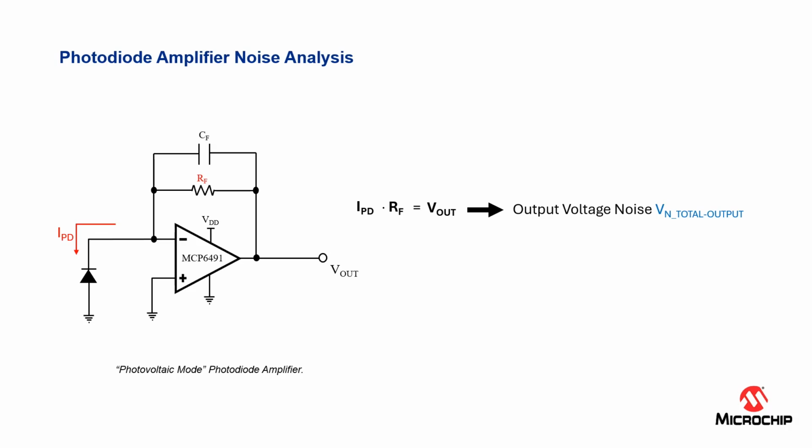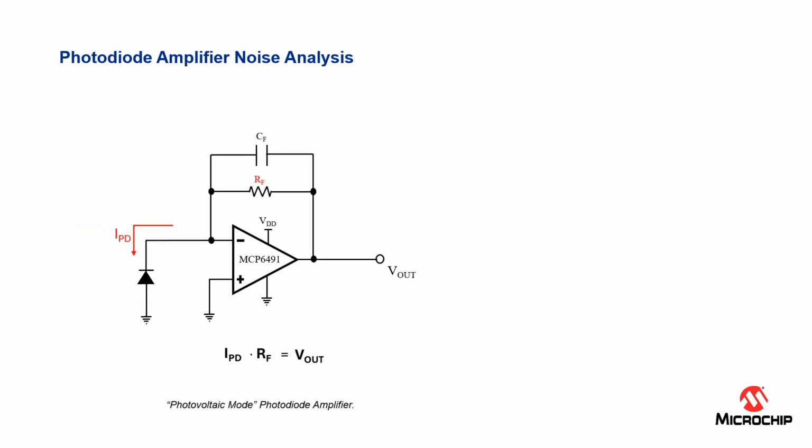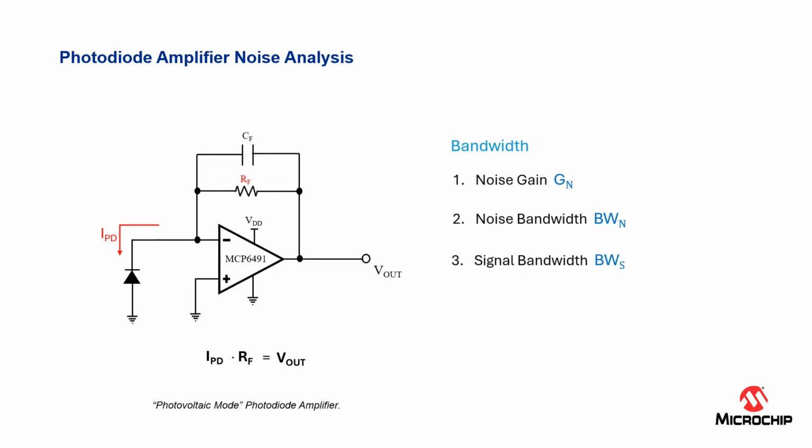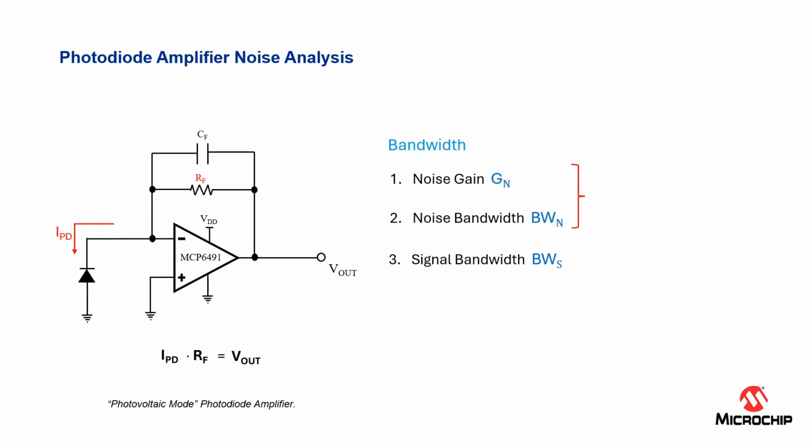So there are three important factors that are related to the output voltage noise, and it will also determine the circuit bandwidth. These are noise gain, noise bandwidth, and signal bandwidth or cutoff frequency. The first two contribute directly to the overall output voltage noise. The last one is dependent on the feedback resistor and the feedback capacitor, and will determine the cutoff frequency, which is also linked to the noise bandwidth.